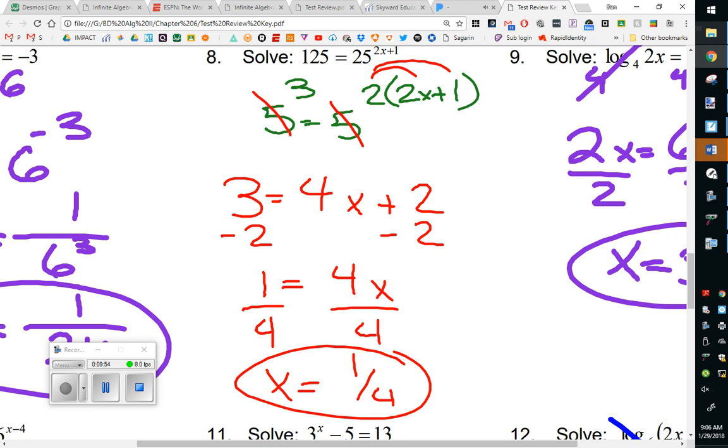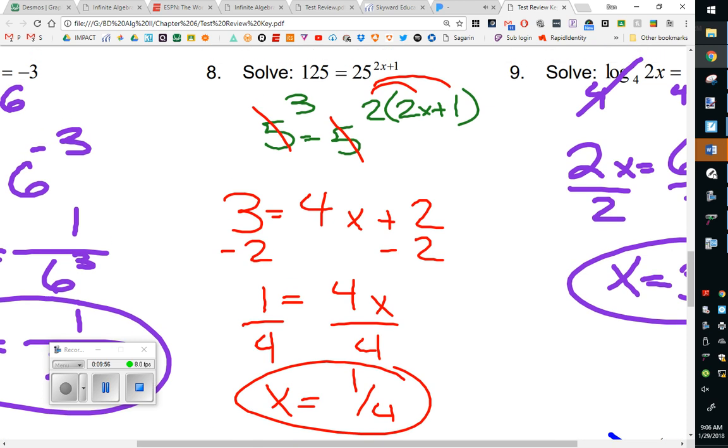All right, so this is the one like in bell work. 125 and 25. I rewrote them both to be a base of 5: 5 cubed and 5 squared. The 5's canceled, and I distributed in that 2. Make sure you distribute it to both parts. Or the other thing you could have done is take log base 25 on both sides, because that would have gotten rid of my 25. And on the other side, we would have gotten a decimal, but that's our starting point there. That looks just like the one we did in bell work. Questions on 8?